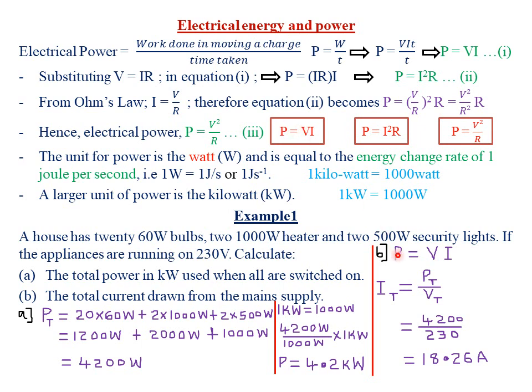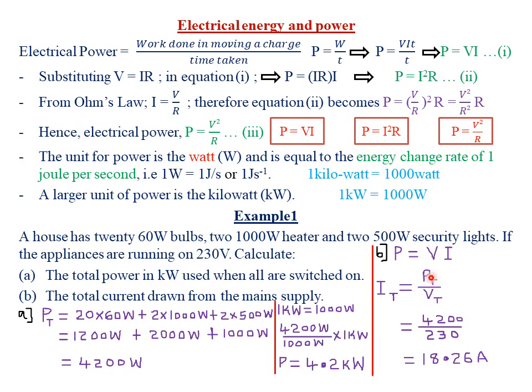So from power, P = VI. If we want to find the total current, it will simply be P total over V total. That is, I'm just making current the subject of the formula. So P total = V total times I total. If I make current the subject of the formula, I divide both sides by V total, so that I total will be power total divided by potential difference total.